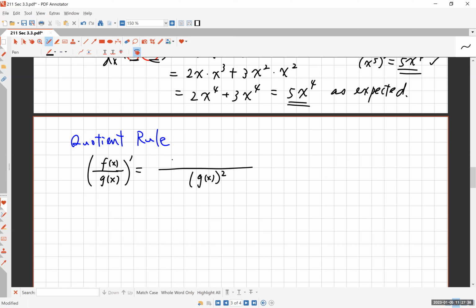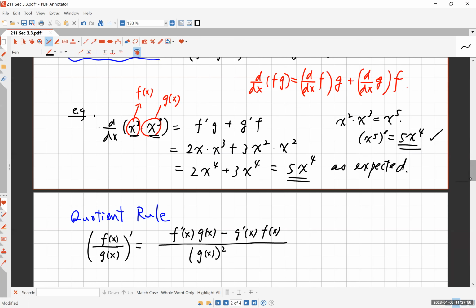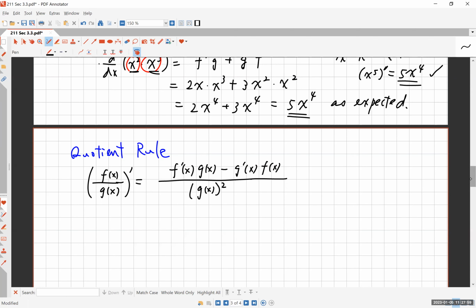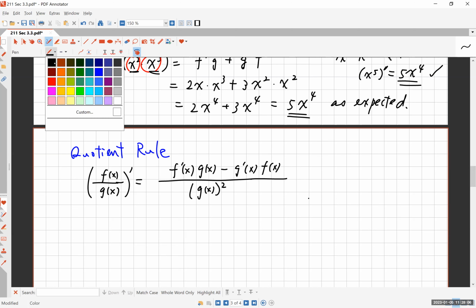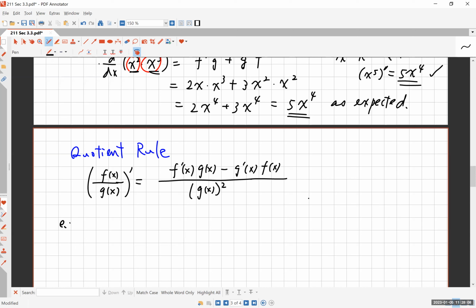And then the top is going to be a little strange. It's going to be f prime times g minus g prime times f. So this top looks very much like the product rule, except the sign is minus in between these. And then you have the denominator, which is the original denominator squared. So that is the quotient rule, and I present this without a proof.